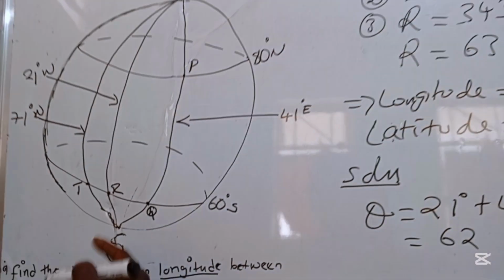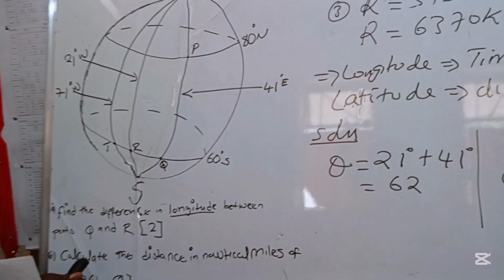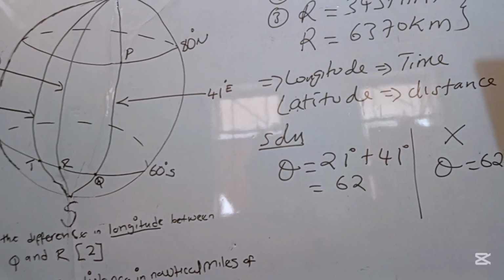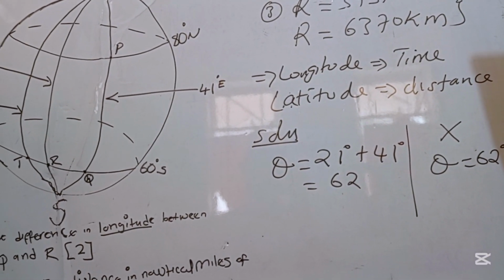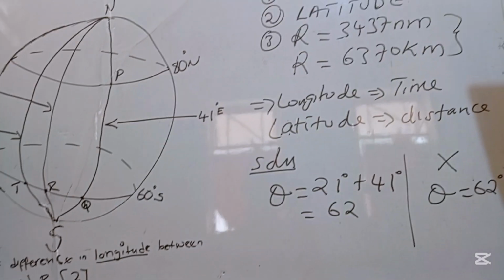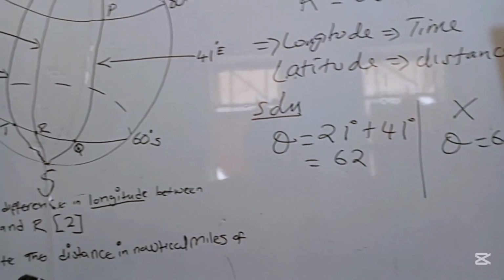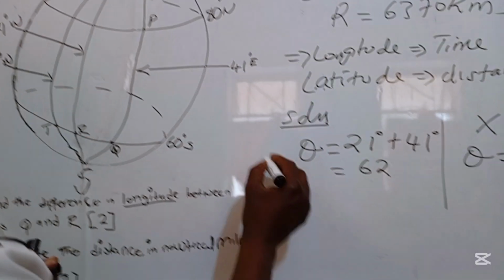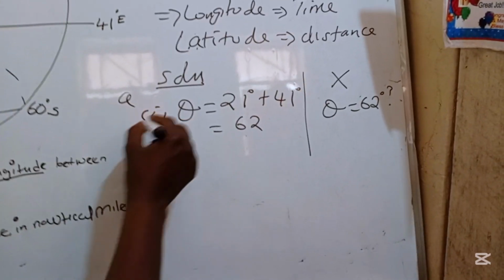So the east is 41, the west is 21. Since they are found on opposite sides, they are opposite points, therefore we add. If both were in the same direction, we would have subtracted. So, ladies and gentlemen, this was our question A, part 1.